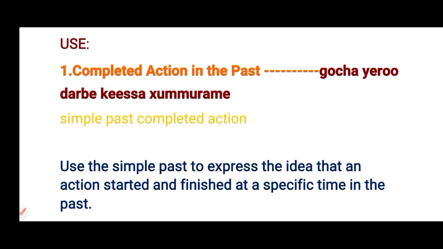Use number two, a past tense is used to describe a series of completed actions in the past, especially when we write or when we talk about something which is in chronological order, or when we write about history.